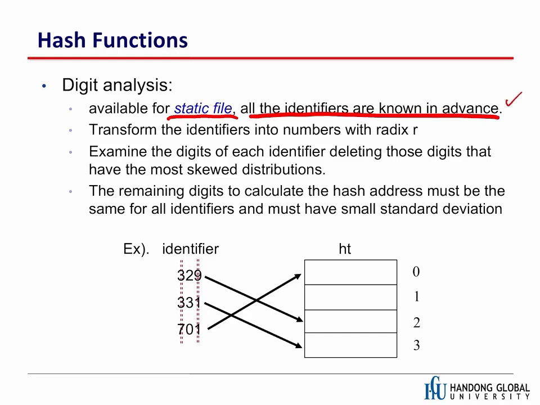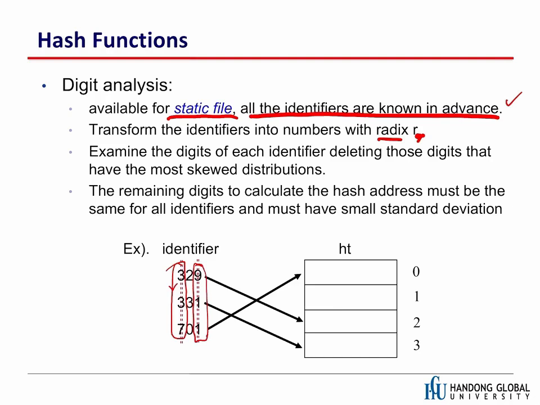And then transform the identifiers into numbers with radix. We learned this radix from the radix sort. And examine the digits of each identifier, deleting those digits that have the most skewed distributions. See, we want evenly distributed keys. So if this one is skewed, in this case we have too many 3s, in this case we have too many 1s.